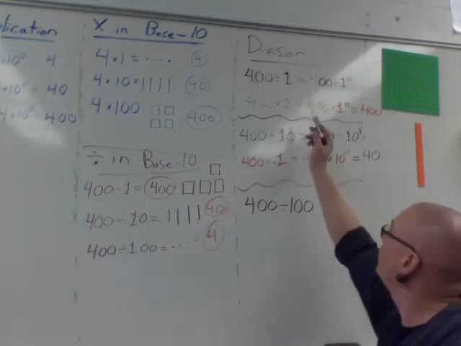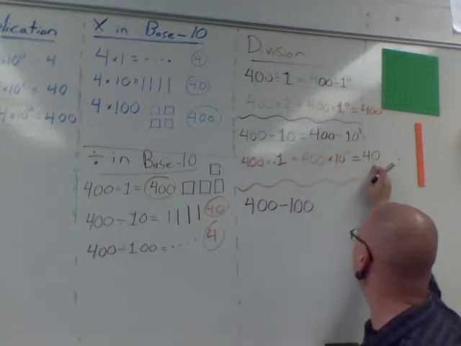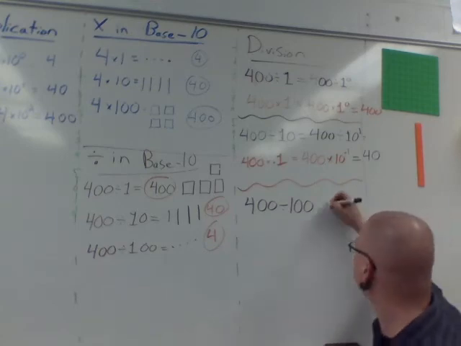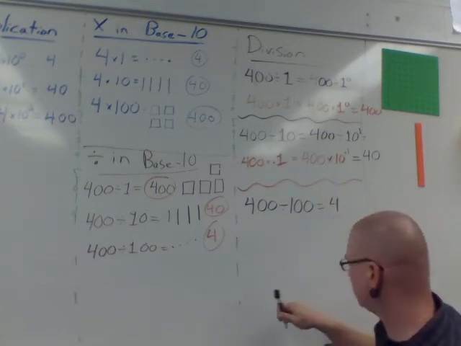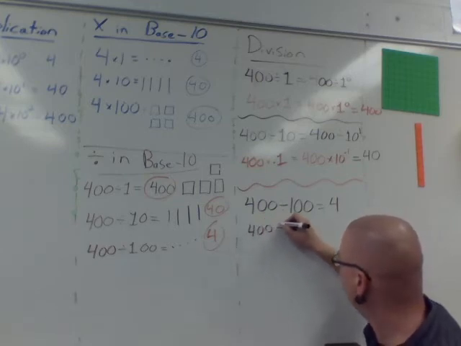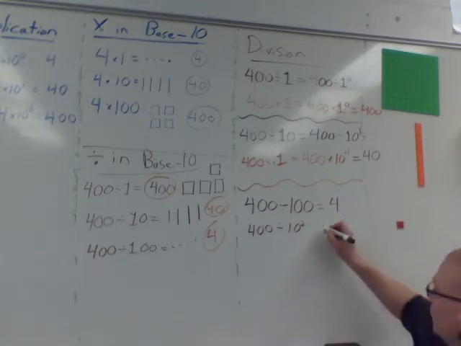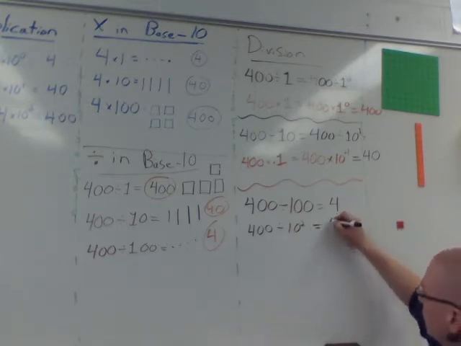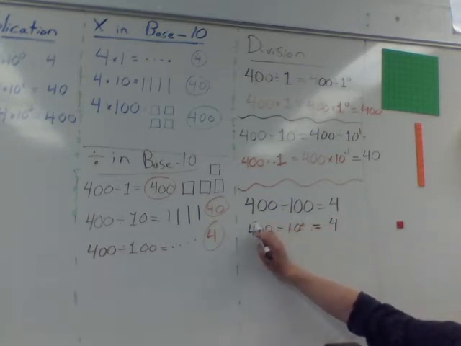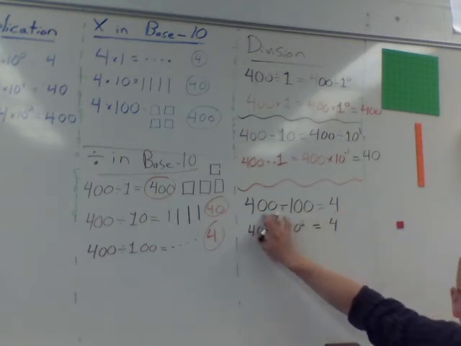Our first way of looking at this is just standard, right? 400, and we do our regular division. We're going to add one more value. 400 divided by 1 is 400. 400 divided by 10 is 40. 400 divided by 100, 4. The other way to show it, 400 divided by 10 to the second power. Also 4.